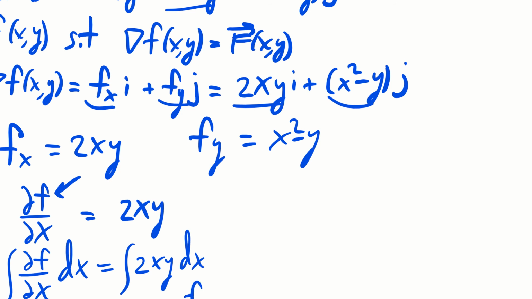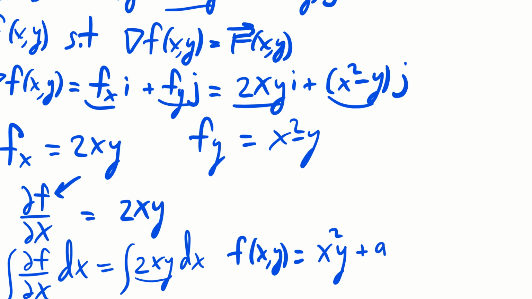If we do that, we get that f of x comma y is going to be equal to the antiderivative of this function with respect to x. We hold y constant, which should give us x squared y plus, remember, whenever you integrate with respect to x, we treat y as a constant, so we could get some function of y, g of y, as our constant of integration.